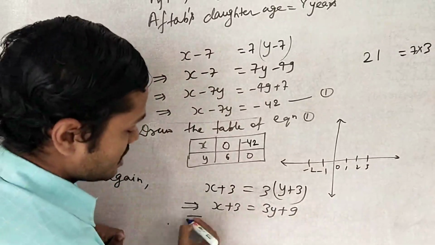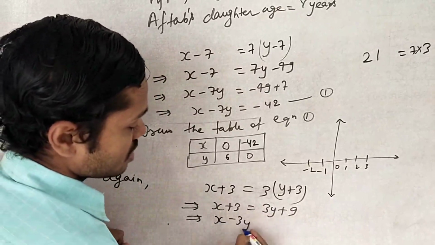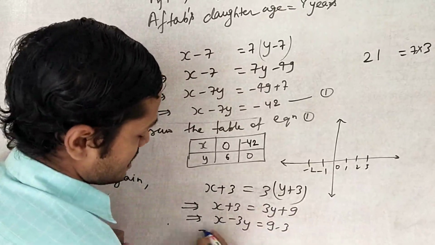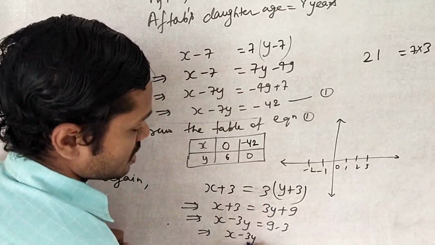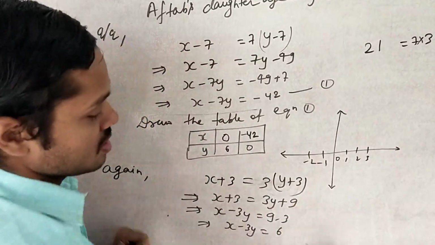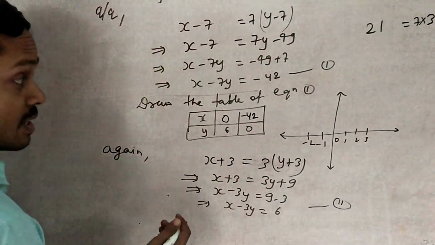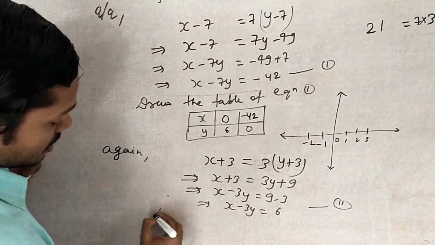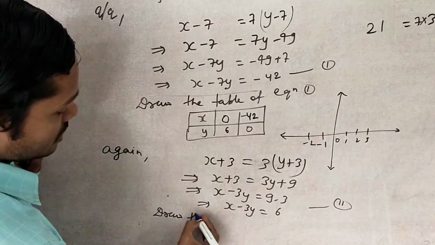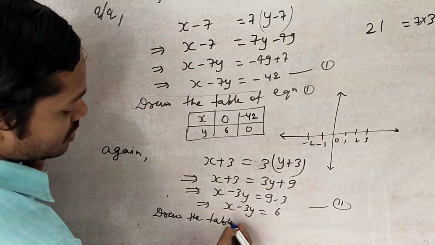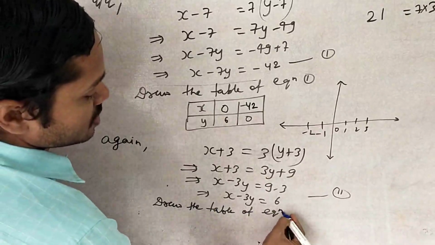Now look at, we can write here x minus 3y is equal to 9 minus 3, x minus 3y is equal to 6. This is called equation number 2. So we can write there: draw the table of equation 2.